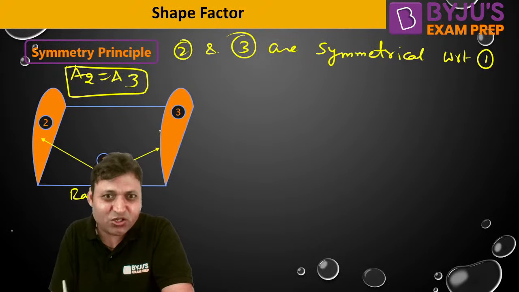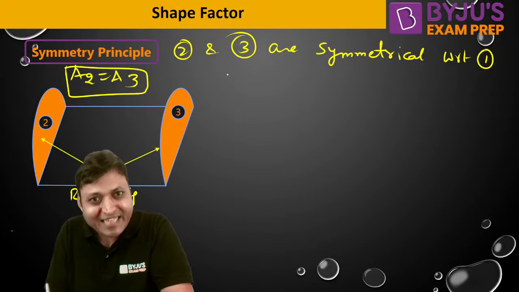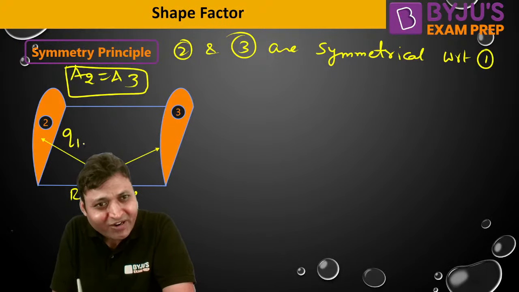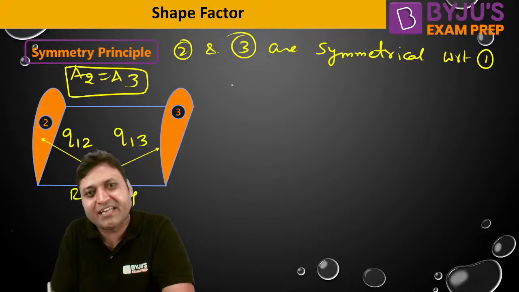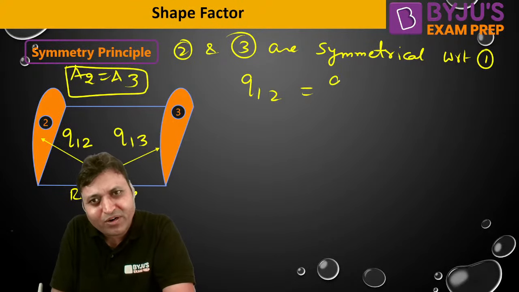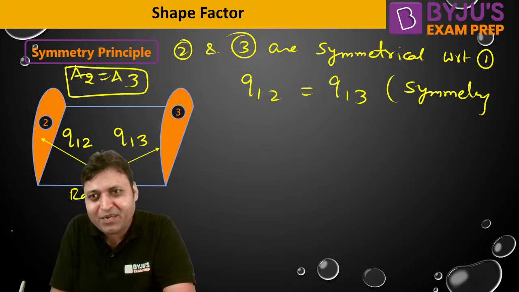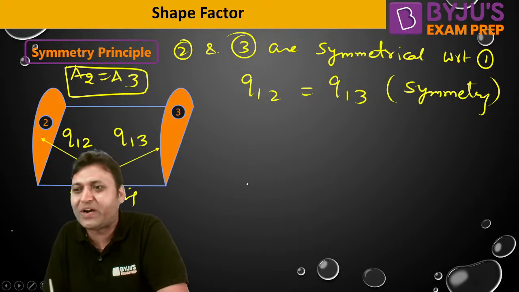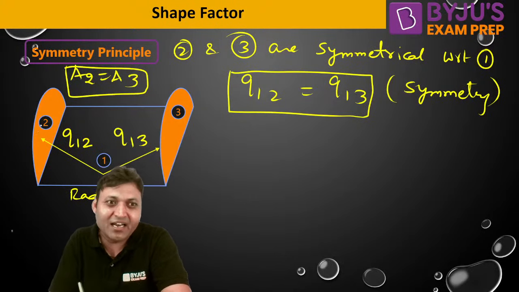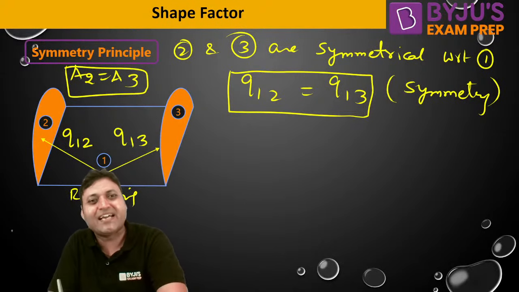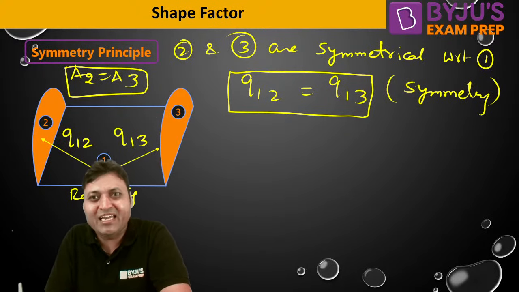So if the areas of 2 and 3 are same and the orientations are same, then we can say, do you agree, whatever the radiation leaving 1 and reaching 2 will be same as the radiation leaving 1 and reaching 3. So Q1 to 2 is equal to Q1 to 3, isn't it? From the symmetry, we can say Q1 to 2 is equal to Q1 to 3. Do you get it? Because they are symmetrical. The areas are same and their orientations are same. Symmetrically oriented.